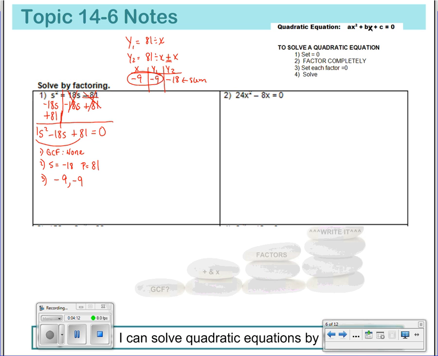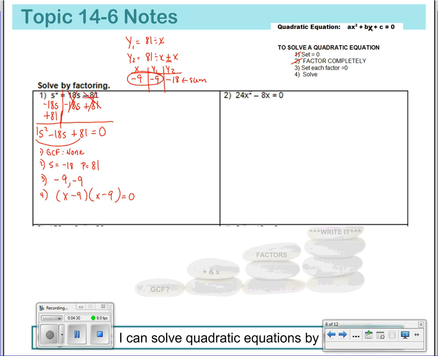Once we find the factors, the last thing to do is to rewrite it. There was no GCF, so we're going to get x minus 9 and an x minus 9. It's now equal to 0. We have rewritten our quadratic equation. It is now in factored form.